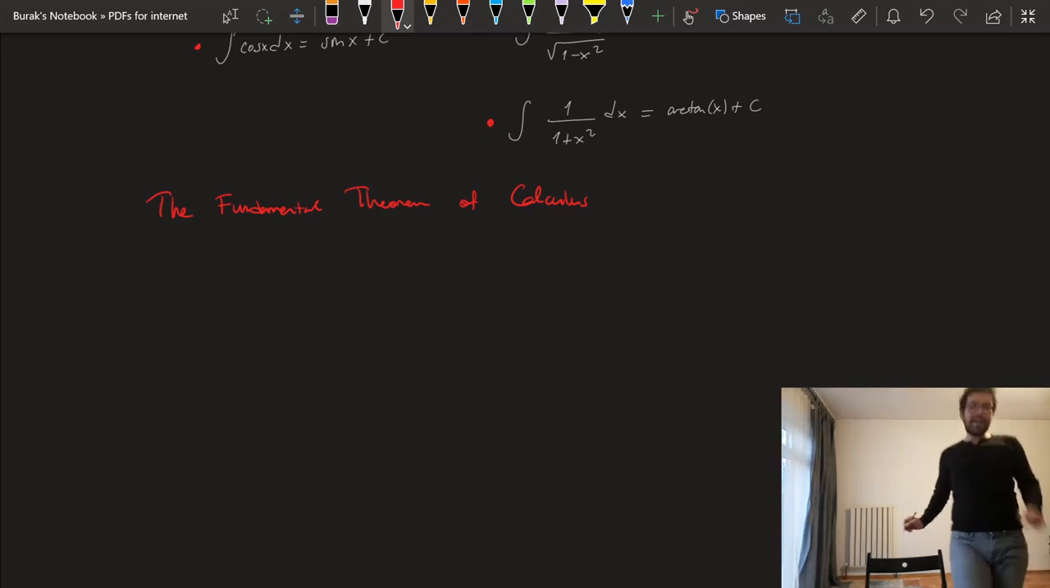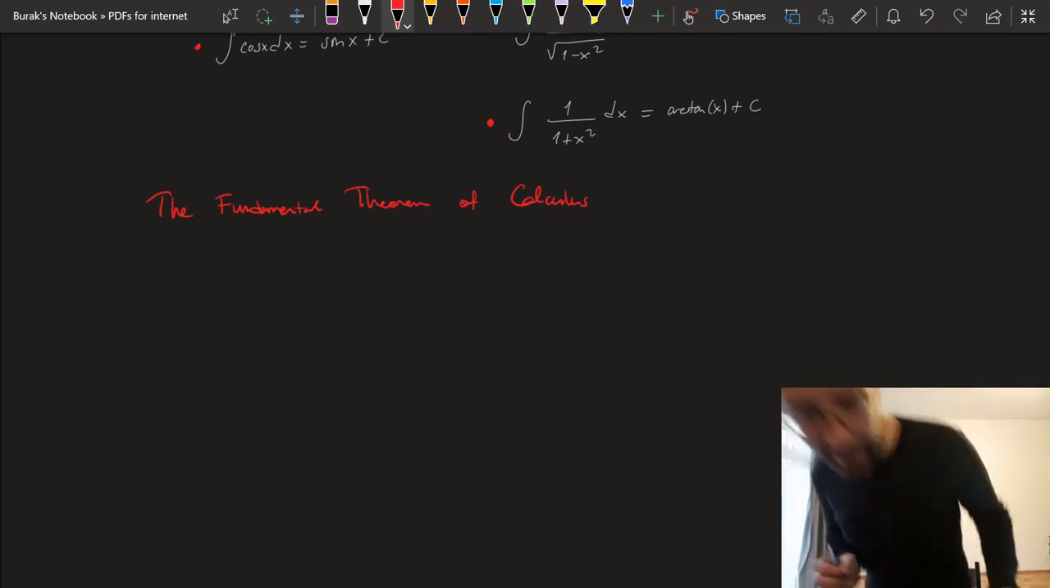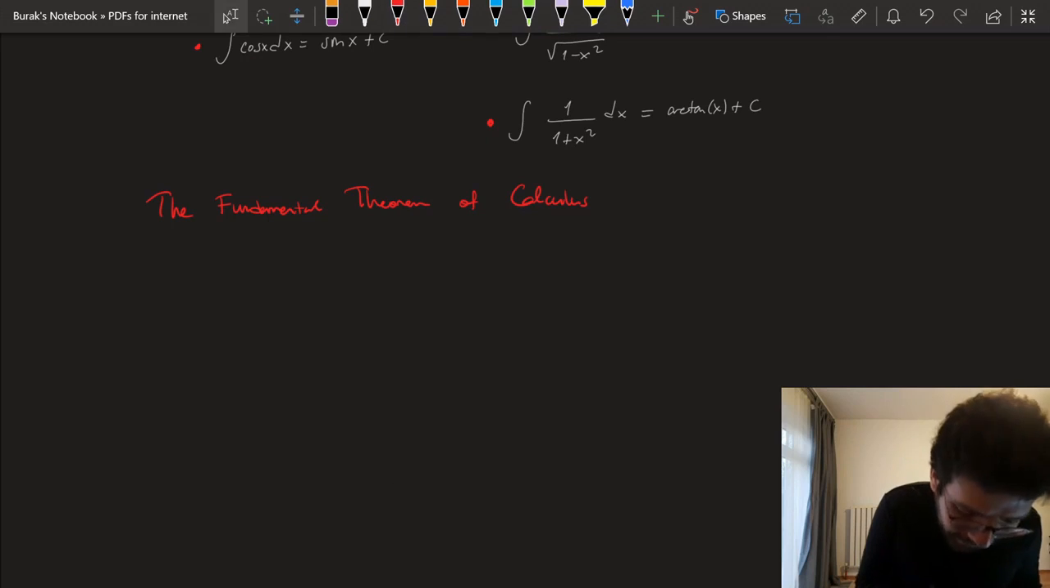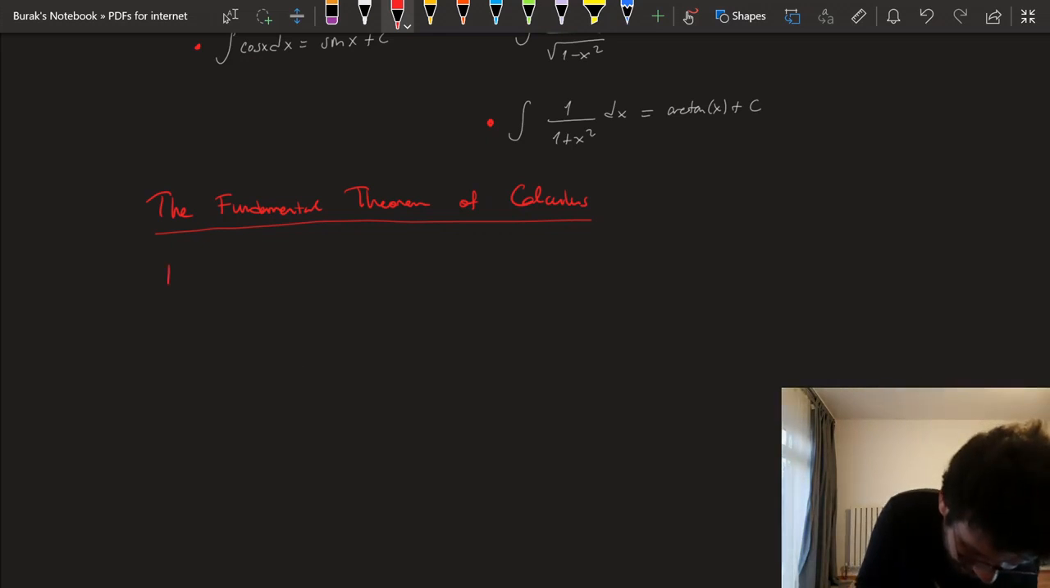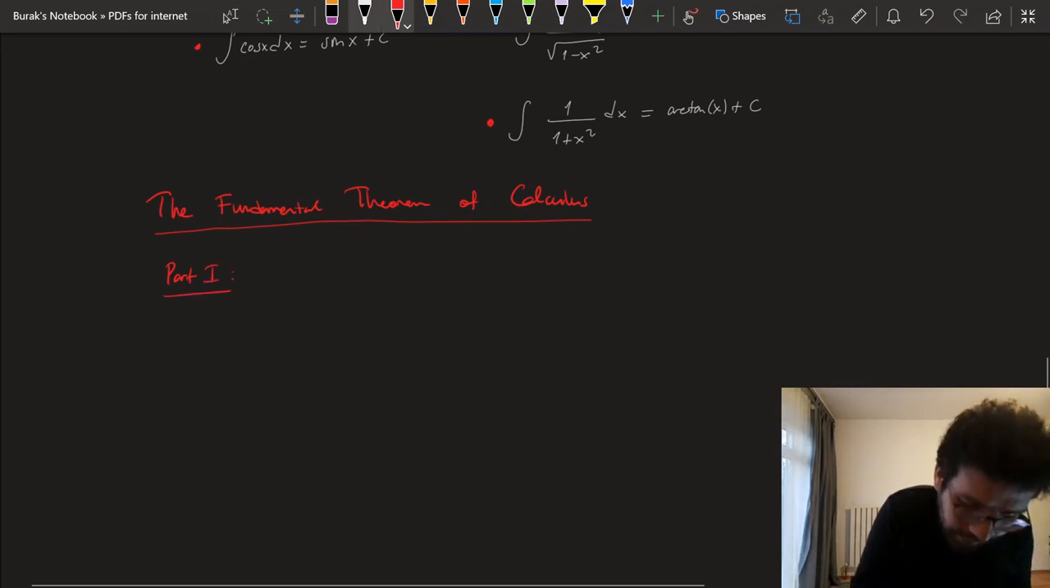What does the fundamental theorem of calculus say? The fundamental theorem of calculus has two parts. The part that you're going to be using to compute definite integrals is the second part. But the first part is just as important, and indeed we're going to use the first part to prove the second part, okay? Now, the first part of the fundamental theorem of calculus tells you the following.